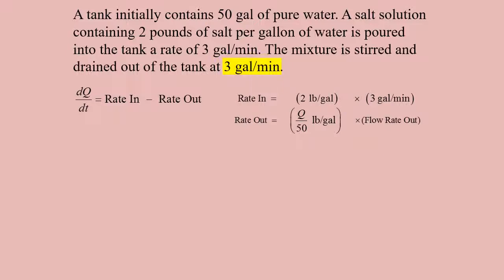Now, the flow rate out is given here. Notice that the flow rate in and the flow rate out happen to match in this problem, which is an ideal situation because then we don't have to worry about, well, either we're going to drain the tank dry or we're going to overfill it, one or the other. And so our differential equation then would begin by looking like this.